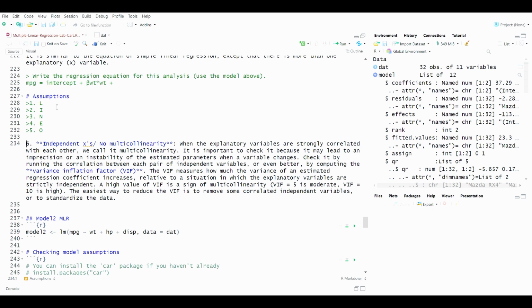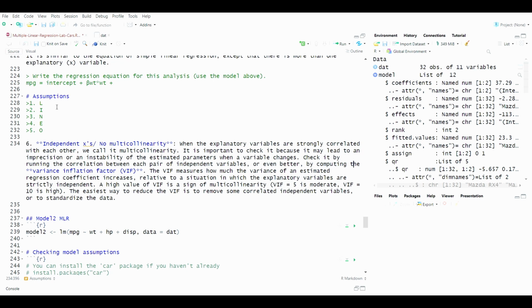For multiple linear regression, we add another assumption, another condition, and that is independent x's, or no multi-collinearity. This means that when the explanatory variables are strongly correlated with each other, we call it multi-collinearity. It is important to check it because it may lead to an imprecision or an instability of the estimated parameters when a variable changes.